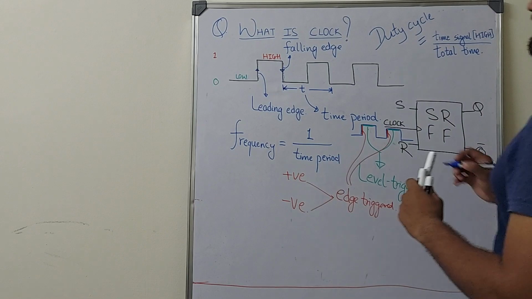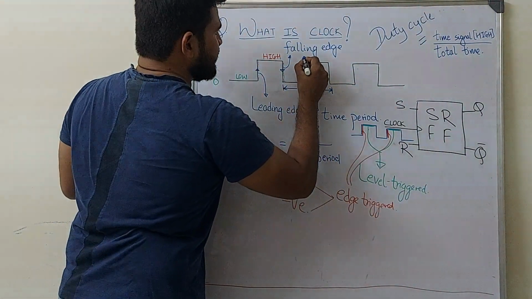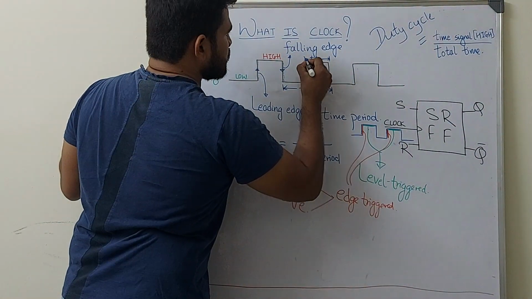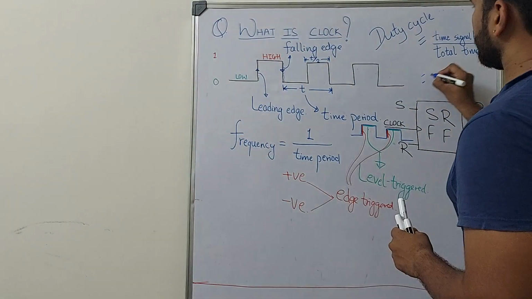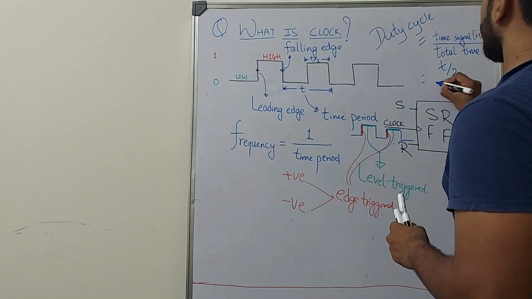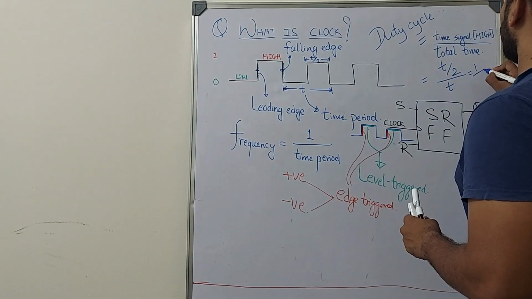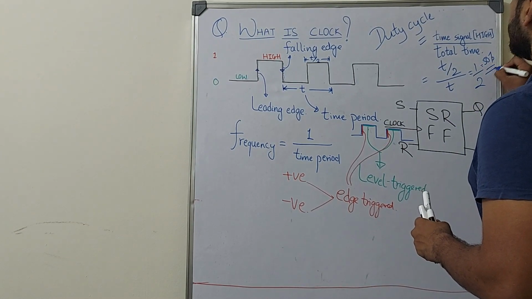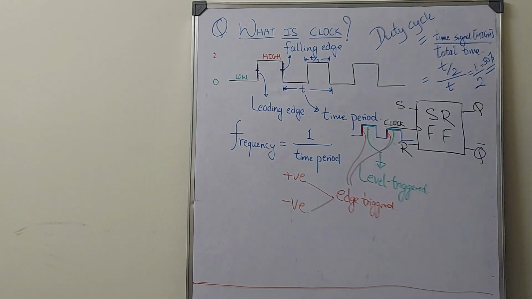Suppose over here we consider that the signal is high for the time period T by 2. So what will be the duty cycle over here? It will be T by 2 upon T, that is the whole period, which is nothing but 1 by 2, or you can say 50% is the duty cycle. Okay, I hope it is clear. This is a simple topic.